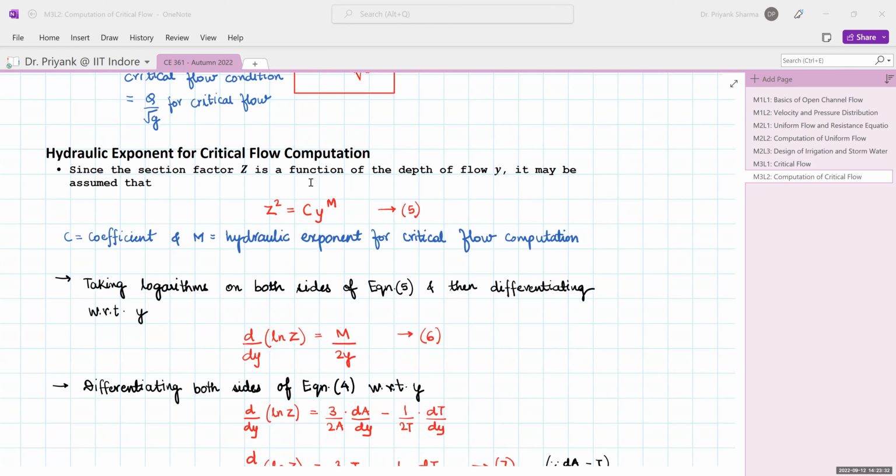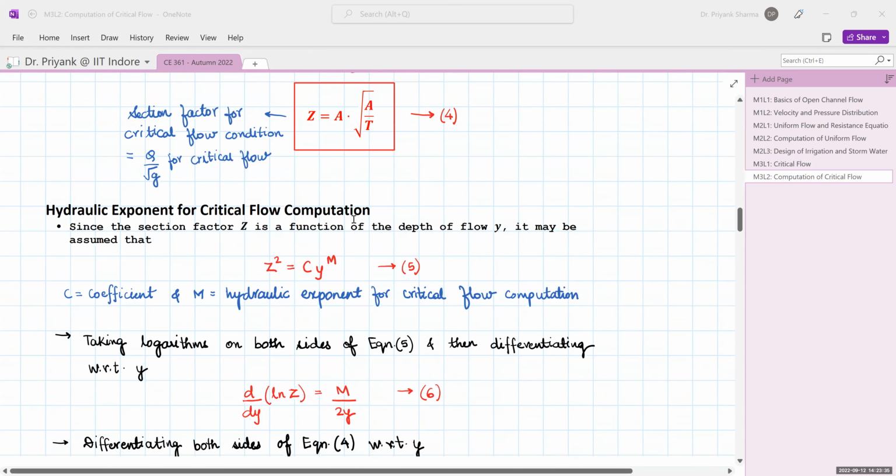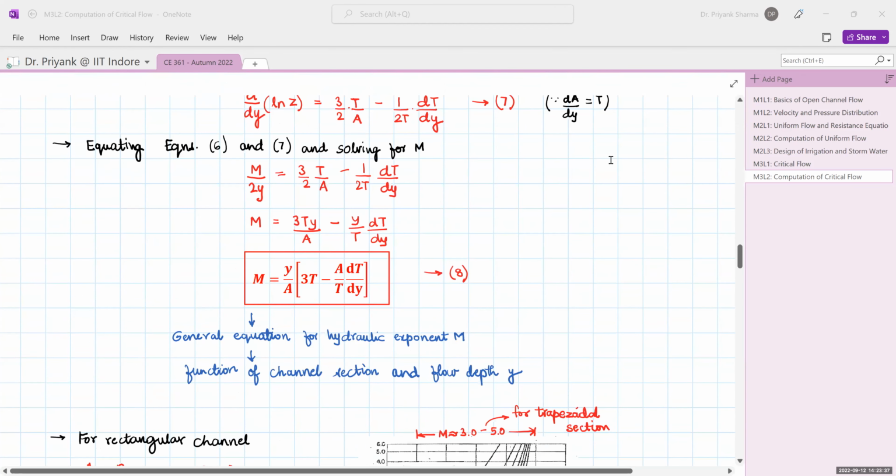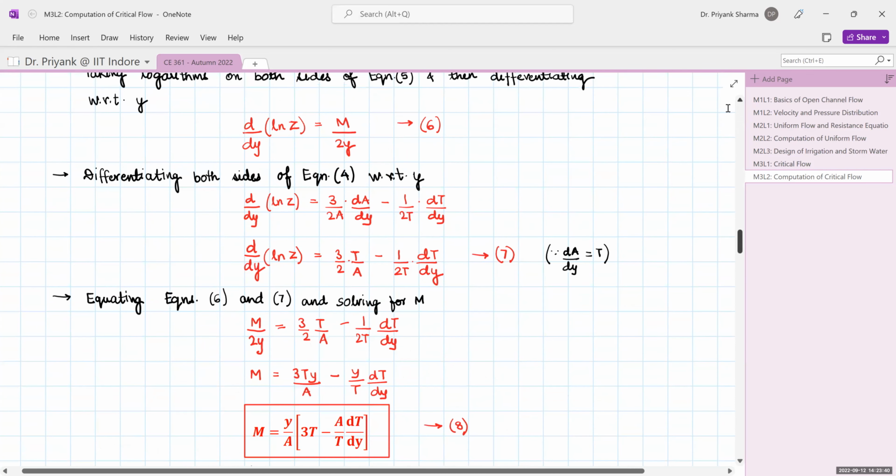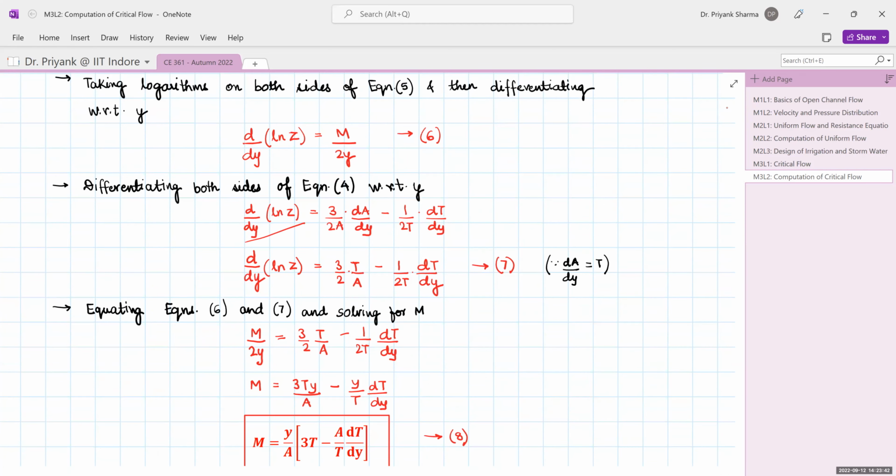So this is your equation 4, and we are now differentiating this equation 4 here. The LHS is d/dy of ln Z, and the RHS is 3/2 times dA/dy minus 1/(2T) dT/dy. After resubstitution and further solving, because you know dA/dy is T, you get 3/2 T/A minus 1/(2T) dT/dA. So equation 7.